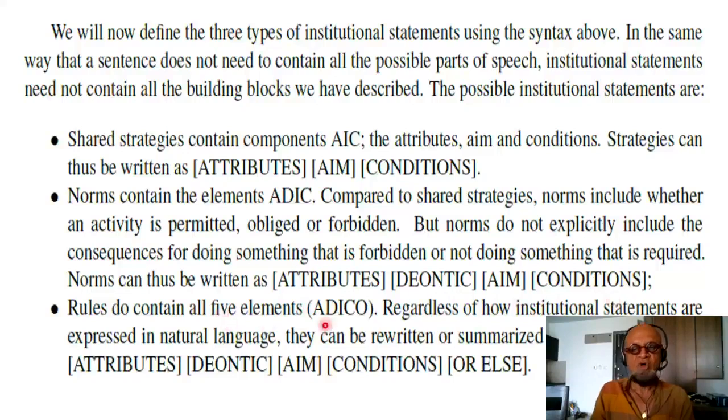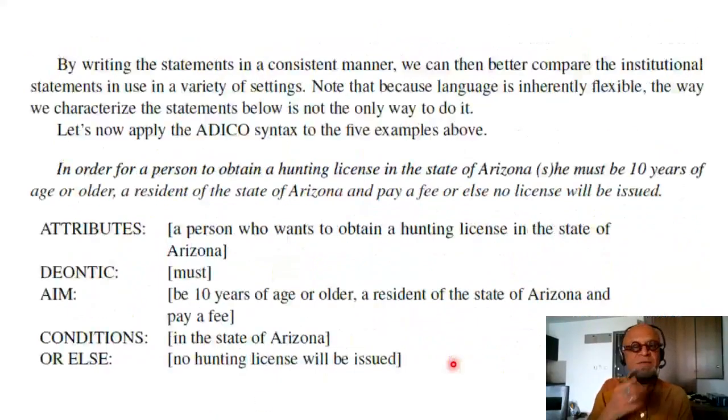Rules do contain all five elements, so norms and rules are different in that sense. So rules come with the O as well, or else. Regardless of how institutional statements are expressed in natural language, they can be written or summarized in the ADICO format: attributes, deontic, aim, conditions, or else. By writing the statements in a consistent manner, we can then better compare the institutional statements in use in a variety of settings.